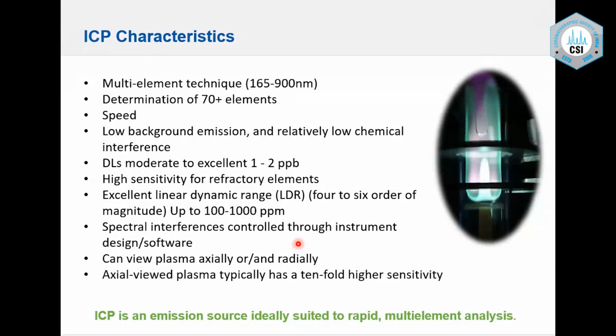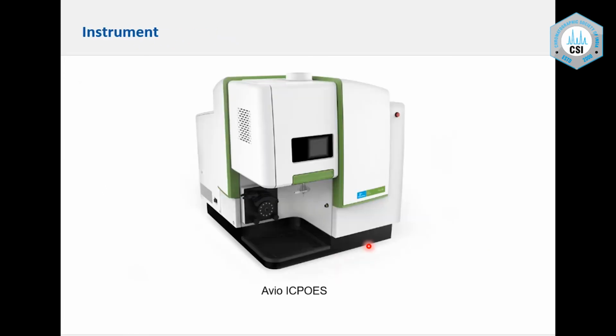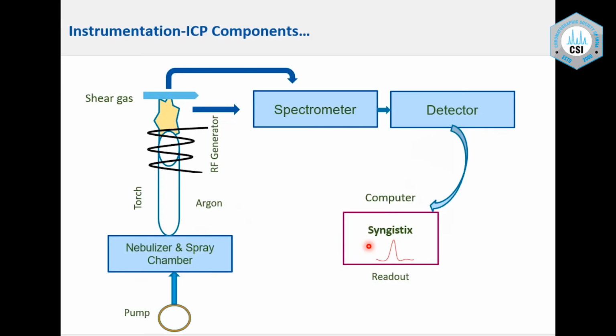In ICP-OES you will mostly find DV systems, axial and radial view. With the help of that, you can do trace level elements in axial and higher concentrations in radial. How the instrument looks, this is the PerkinElmer ICP-OES. Moving next, the instrument.